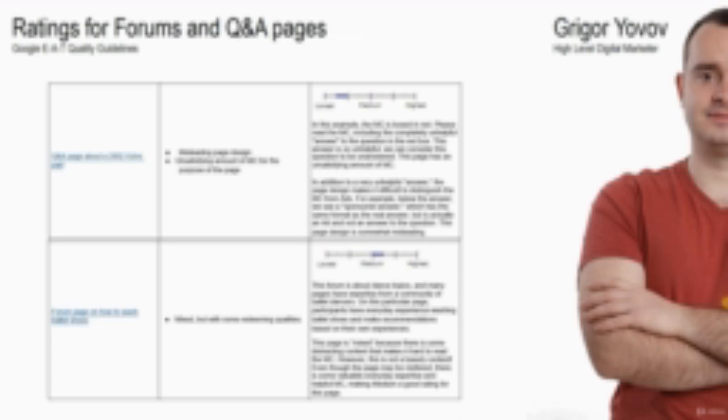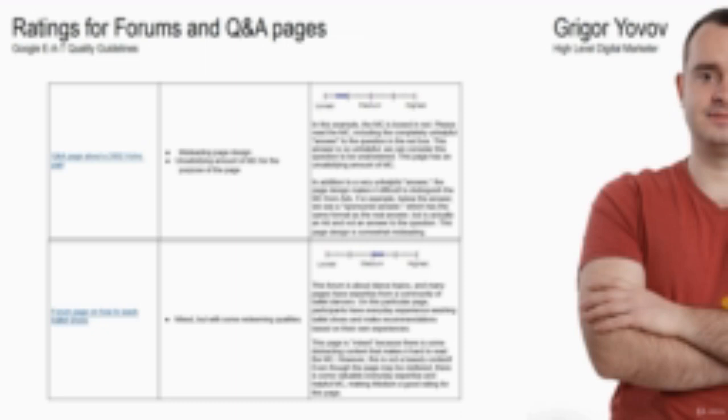So we have here two examples from the document. The first is from a forum about 2002 Volvo parts, and the comment says that misleading page design and unsatisfying amount of main content for the purpose of the page, and this is the lowest quality rating given for this page.